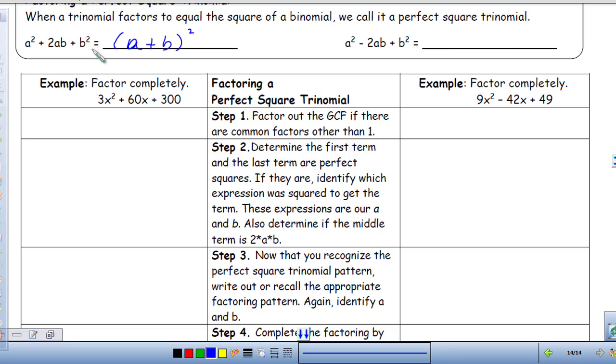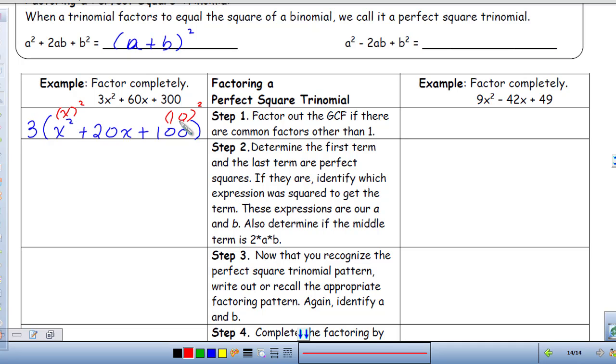Factor out the greatest common factor. In this case, that's going to be 3. So if we factor out 3, we're left with x squared plus 20x plus 100. Now I'm going to look to see if I've got some perfect squares. We've got a perfect square for my first term. It's obviously x squared. What about that last term? It's 10 squared. So for me, a is x, b is 10.